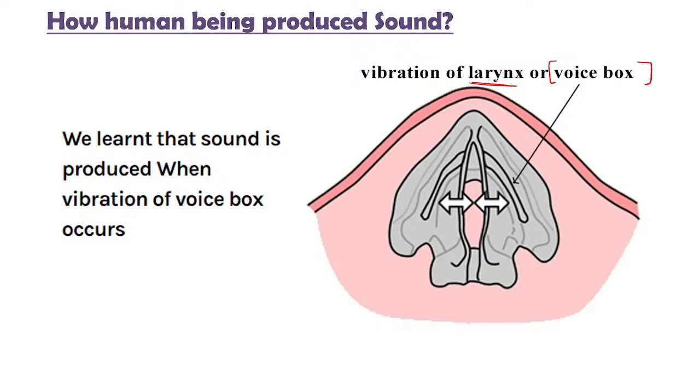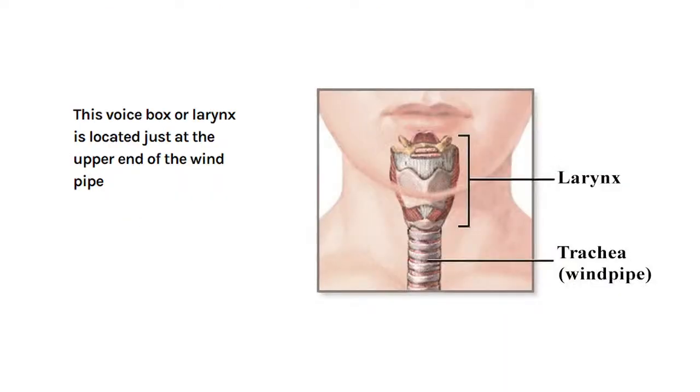Now let us see how this voice box vibrates and produces sound. So we learned that sound is produced when the vibration of the voice box occurs. Let us see in detail now. This voice box or larynx is located just at the upper end of the windpipe. Where the windpipe starts, there you will find the larynx or the voice box.